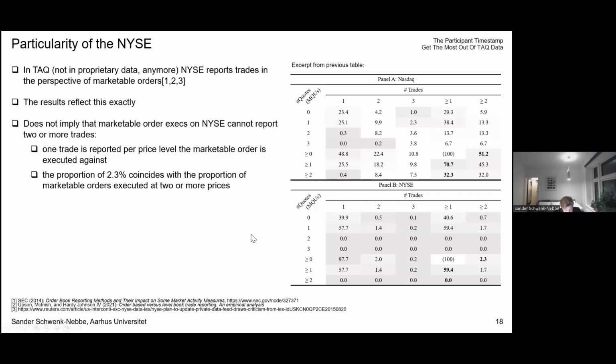The SEC reported on this issue a while back in 2014, and there's also a recent paper from Upson and co-authors in 2021 that studies this issue. Our results actually reflect this exactly. Now, that trades are reported in the perspective of marketable orders does not imply that the number of trades paired with other trades should be exactly zero.